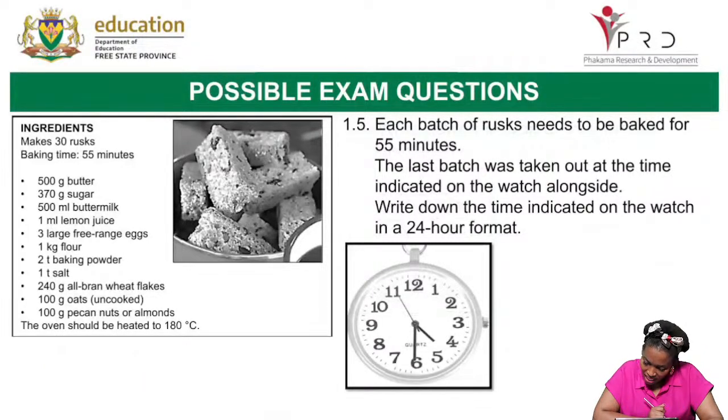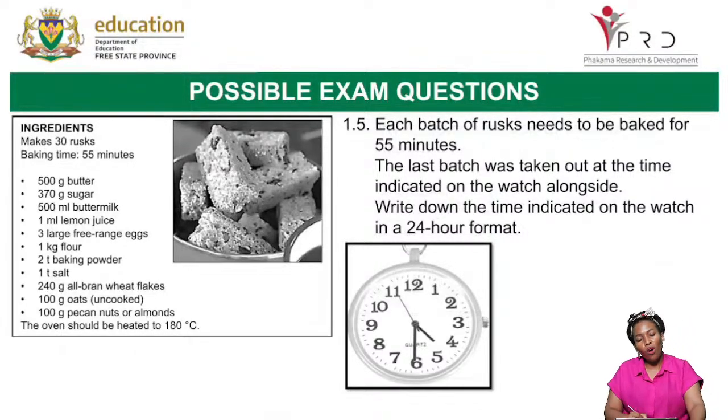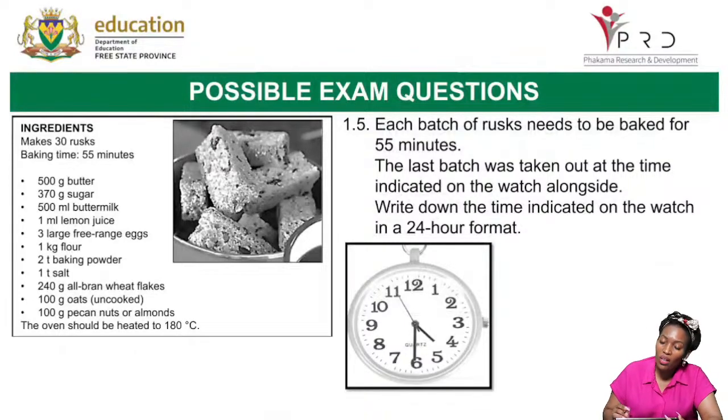The last batch was taken out at the time indicated on the watch below. Write down the time indicated on the watch in a 24-hour format. Remember, with the 24-hour format, we are talking about 1300, 1500, 1700, 2300, 2000. That is your 24-hour time format, not your 12-hour. So here we can see that this is actually 4:30.